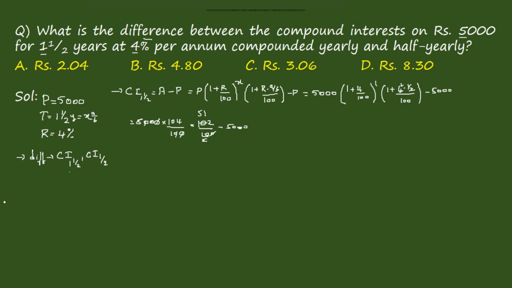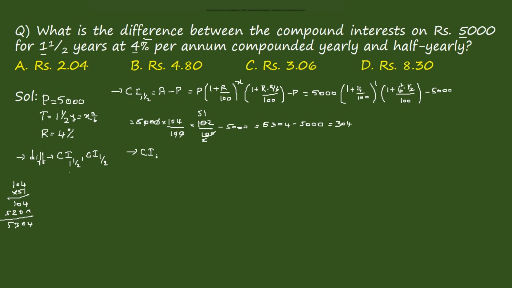So 104 into 51, right? It becomes 5304, which is equal to nothing but 5304 minus 5000, which is equal to nothing but 304. We find the value of compound interest for 1 1/2 years compounded yearly. Now we find the compound interest for 1 1/2 years compounded half-yearly.